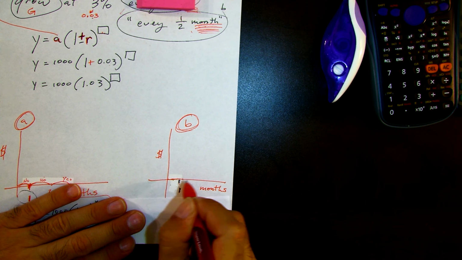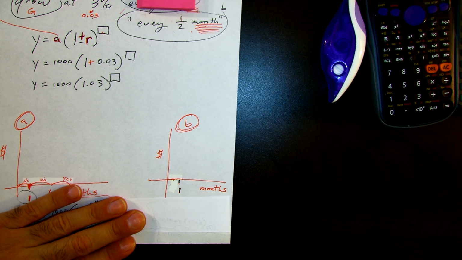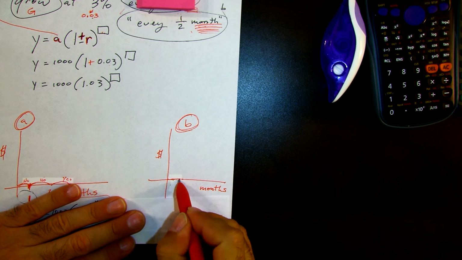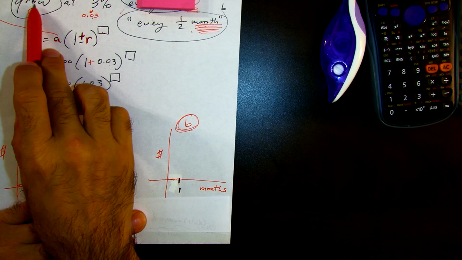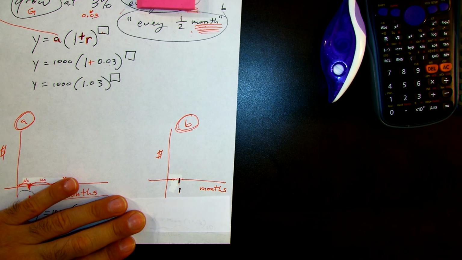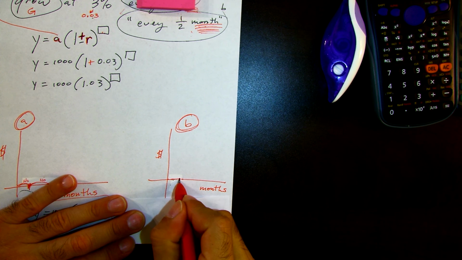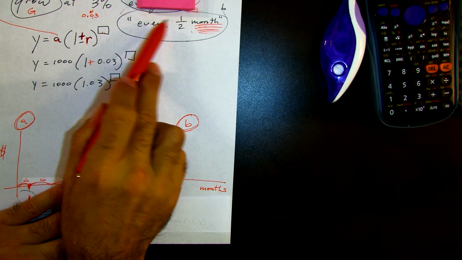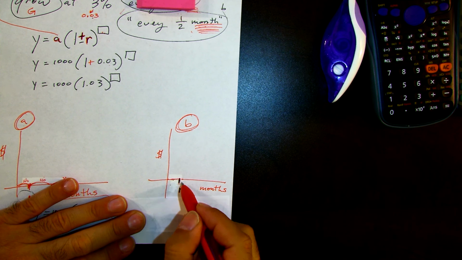At 1 month, if it grows 3% every half month, have we had exactly 3% growth? More or less? So more, exactly, less. At 1 month, if we're getting 3% growth every half of a month, are we going to have more than 3% by 1 month? Yeah. So watch.